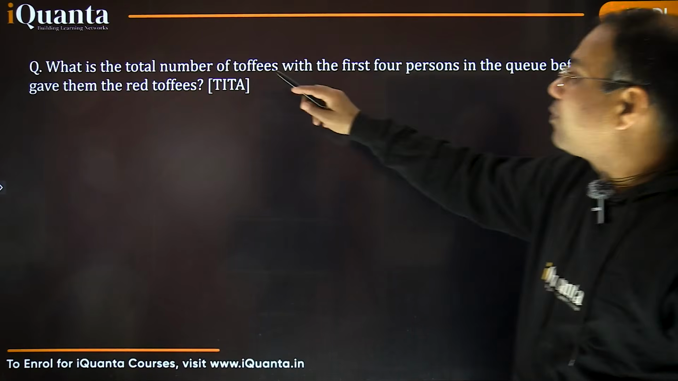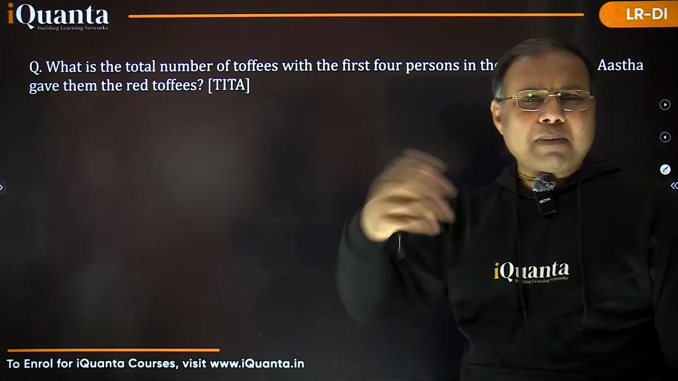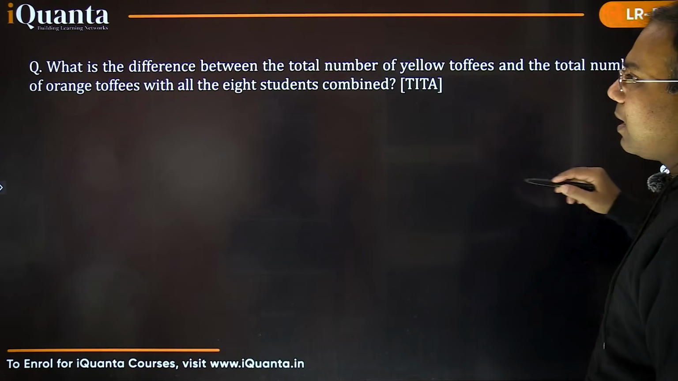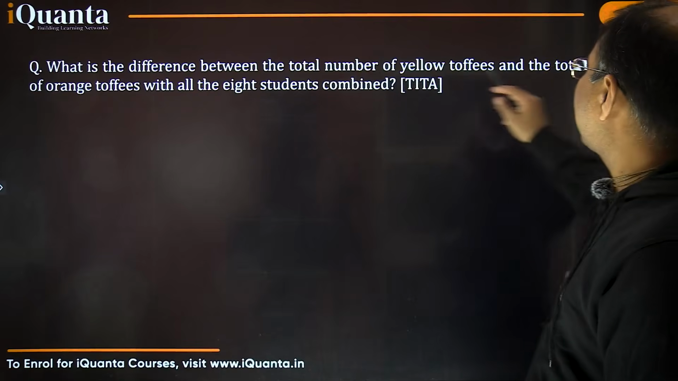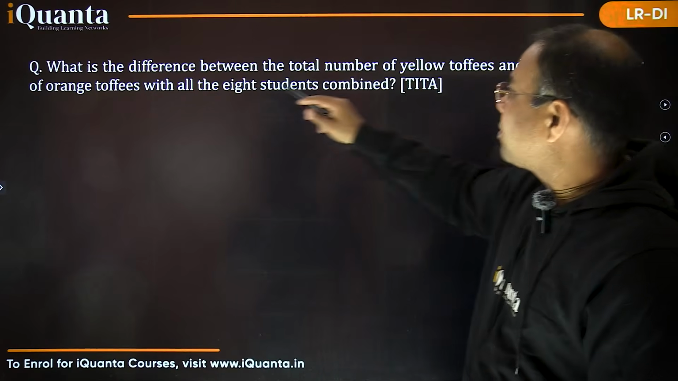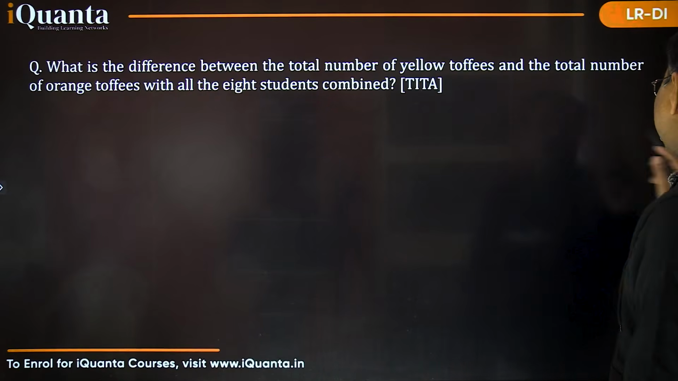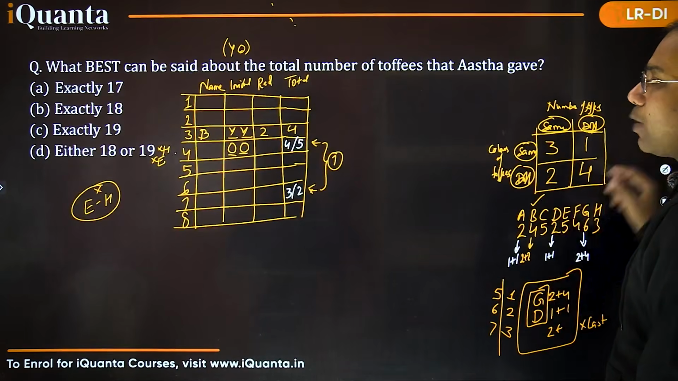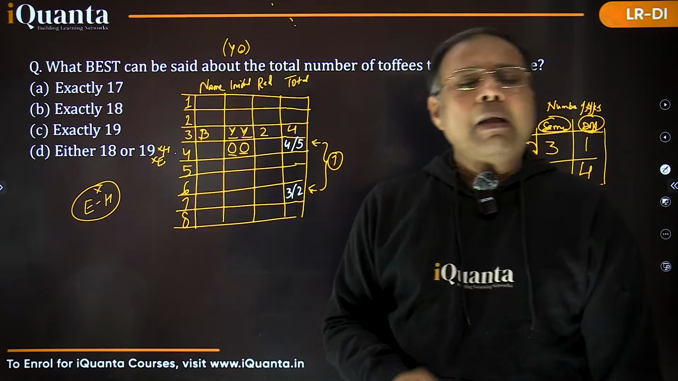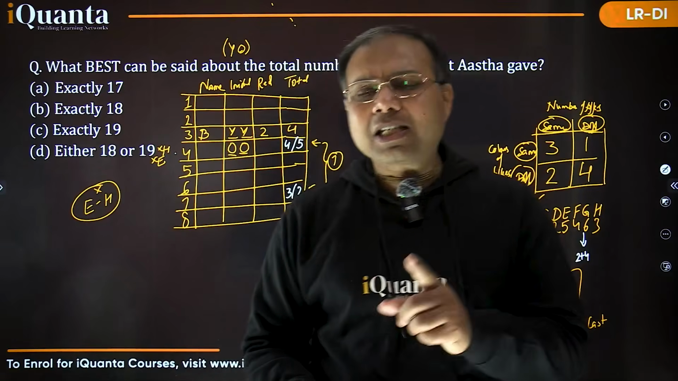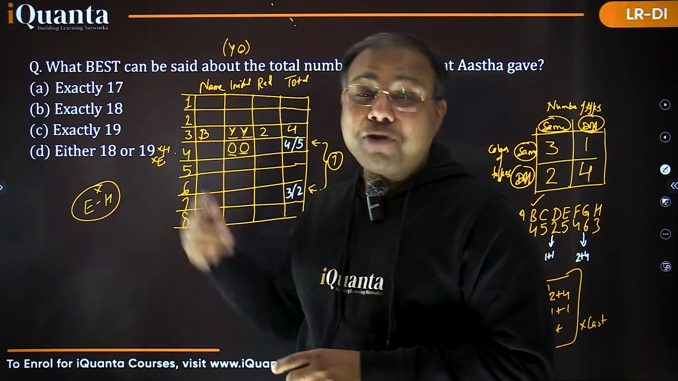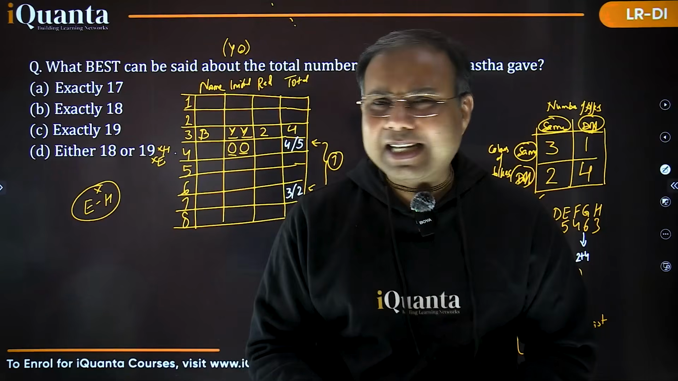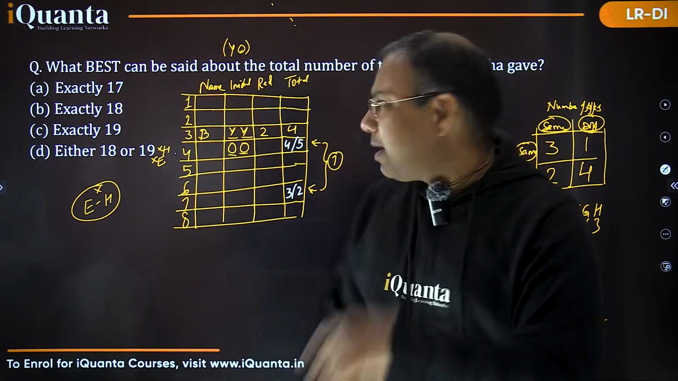And the next question is the theta question. What is the total number of toffees? That means there must be a fixed answer. There can't be multiple answers in the theta question, right? And this is the last, I guess: what is the difference between the total number of yellow toffees and the total number of orange toffees with all the students combined? So it's again a fixed question. So basically, there are a few questions which suggest that there could be more than one possible case. But even if we have figured out one case, we can certainly answer the remaining questions, right? So I hope you are getting an idea how to approach a set in the examination. It's certainly a good set. Now let's start with the cases.